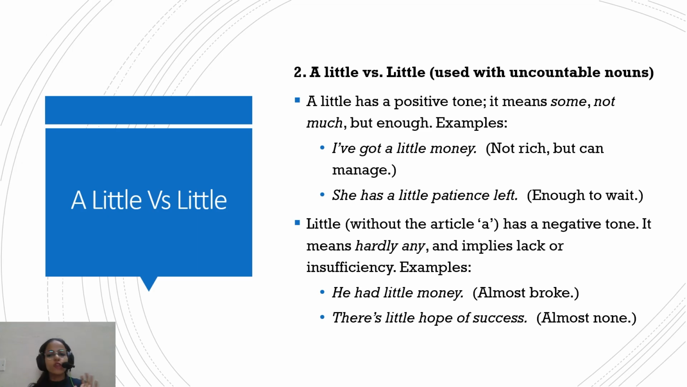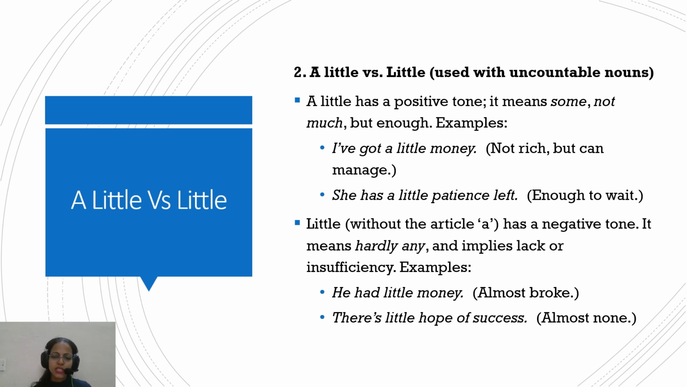So use little for uncountable nouns. A little has a positive tone. It means some, not much, but enough. So I've got a little money means I'm positively saying that while I do not have a lot, I've got a little and I can manage my finances with that. Okay, so I'm not rich, but I can manage.